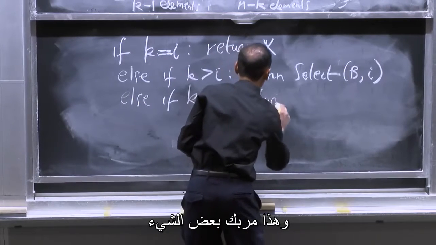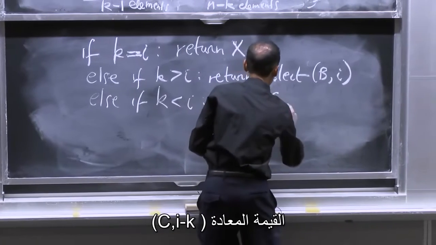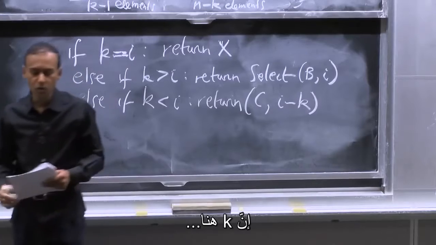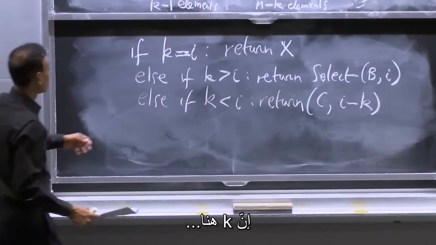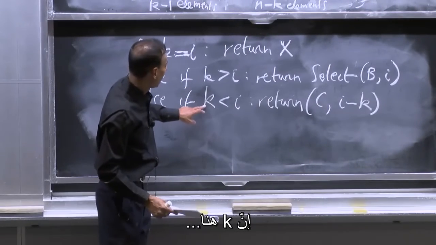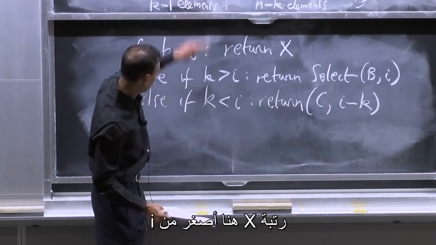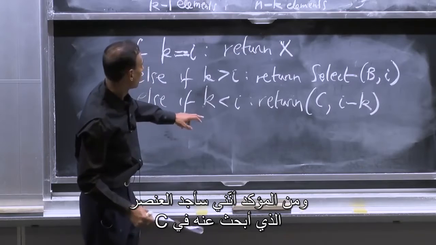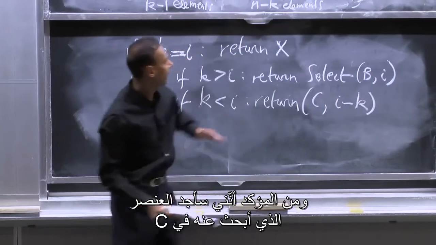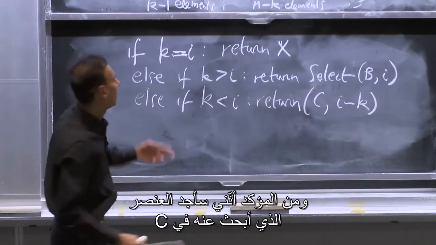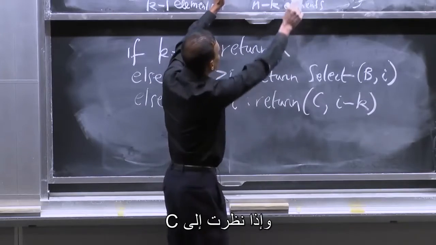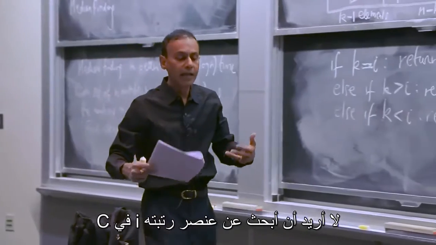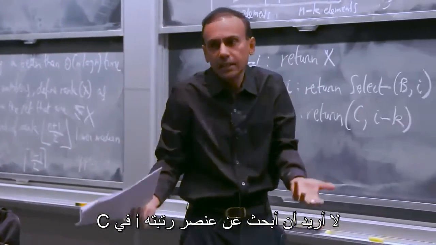Okay, and then the last case is if k is less than i, then this is a little more tricky. I'm going to return select of C, i minus k. What happens here is that the rank for the x that I've looked at is less than i. So I know that I'm going to find this element that I'm looking for in C. But if I just look at C, I don't want to look for an element of rank i within C, right?